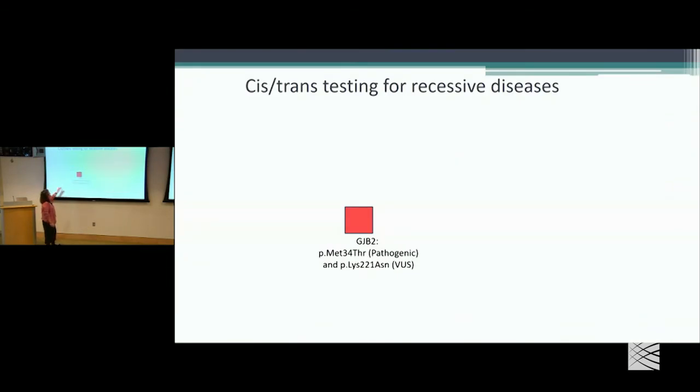And here, doing cis-trans testing is very important. Here's a patient who has a pathogenic variant on one copy of the connexin 26 gene, and then you find a variant on a second copy, but you don't know cis-trans.